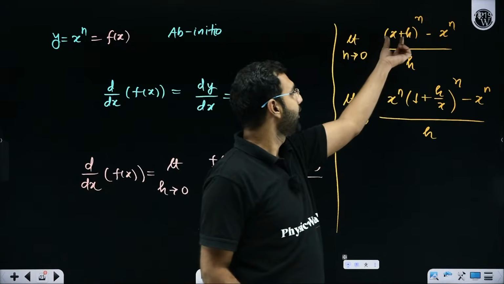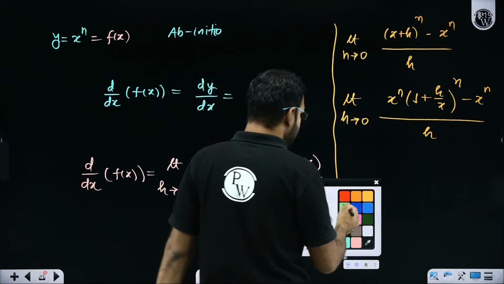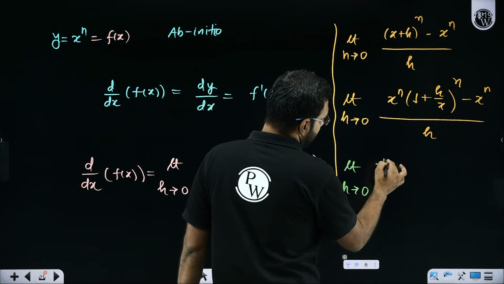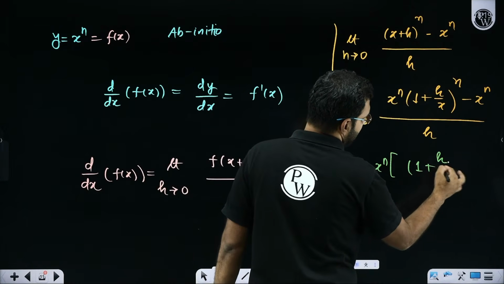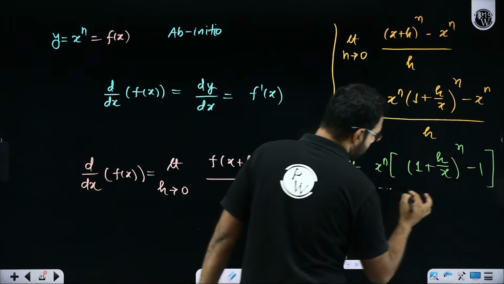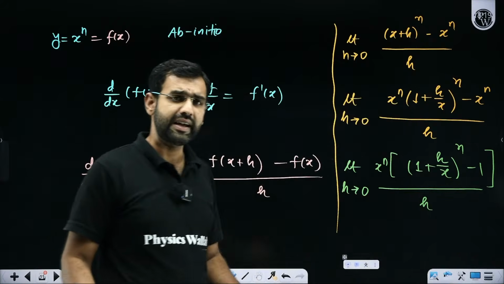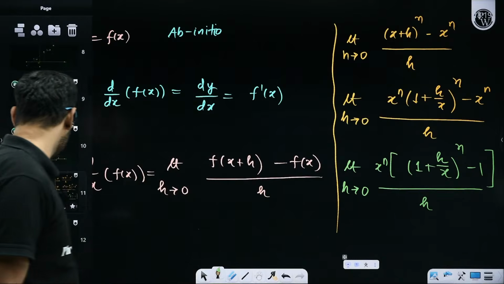What did I do? I took x to the power n common, and this whole can be taken outside, and there I say limit h approaches 0. X to the power n, when you take it out, what you are left with is 1 plus h by x whole raised to the power n minus 1, and this thing gets divided by h. Comfortably got this everyone? Any confusions?